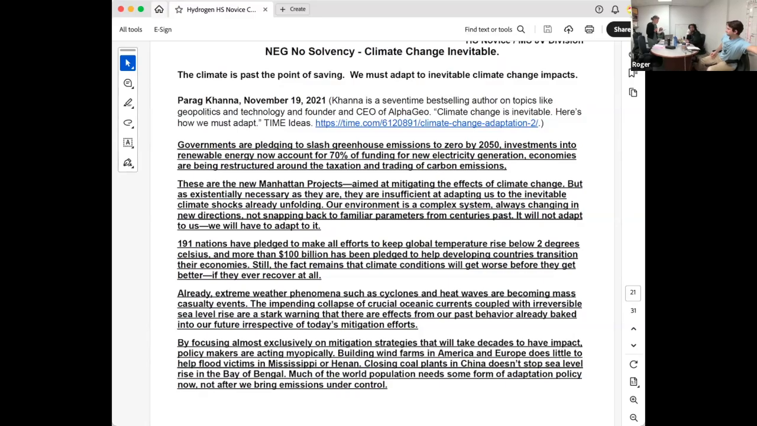191 nations have pledged to make all efforts to keep global temperature rise below 2 degrees, and more than 100 billion have been pledged to help developing countries transition their economies. Still, the fact remains that climate conditions will get worse before they get better, if they ever recover at all. So once again, the root cause is worthy of addressing, but the bigger harm of climate change is what's happening to people, especially the most vulnerable people in the here and now.